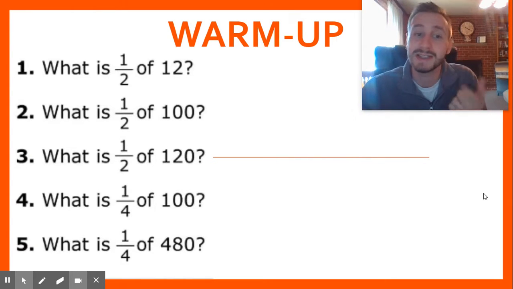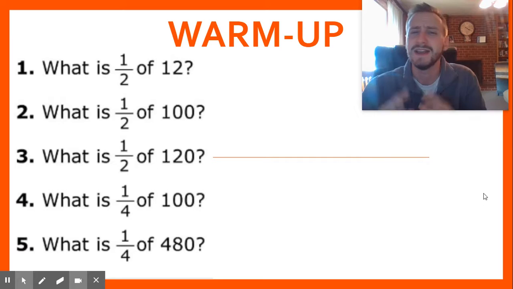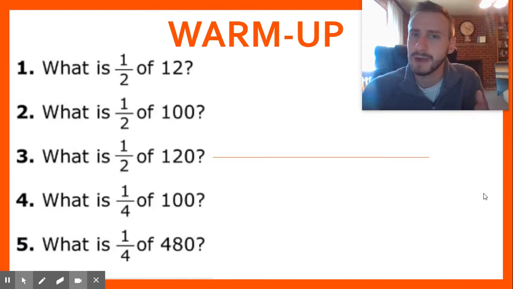Number 2 says, what is half of 100? Number 3 says, what is half of 120? Number 4 is different. It says, what is 1/4, or what's a quarter of 100? And then number 5 says, what's a quarter, so 1/4 of 480? All right, so give yourself a minute. Think about these 5 questions, what your answer might be for them. So pause the video, figure it out, see what you're thinking, and then when you're ready, go ahead and play the video again, and we'll go over it.